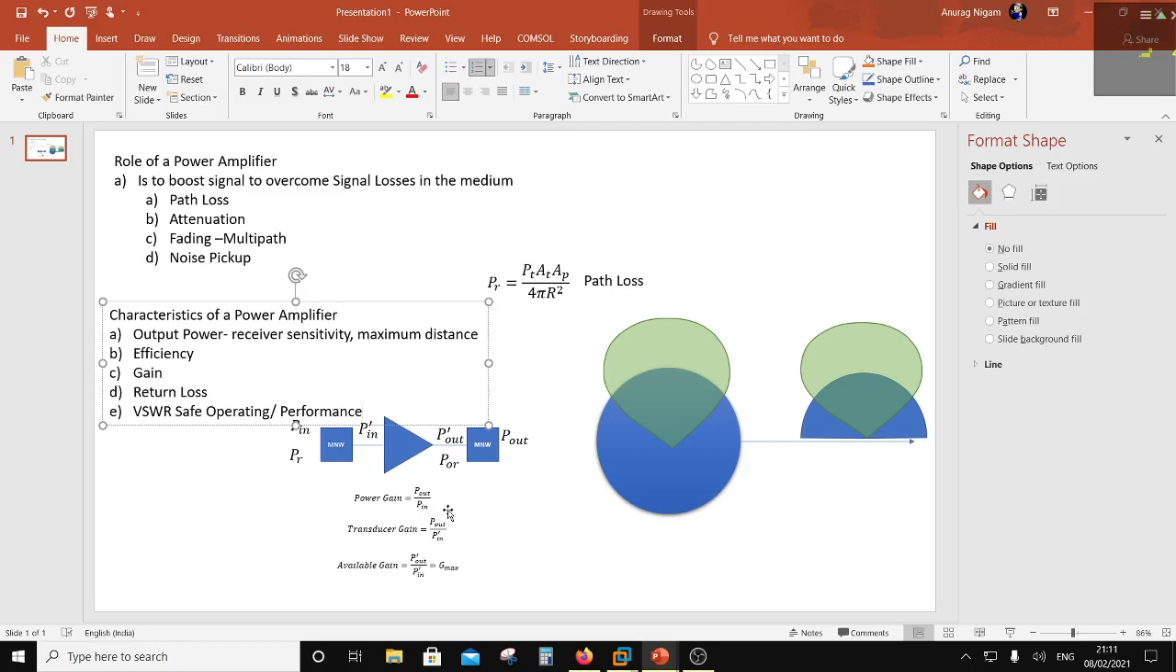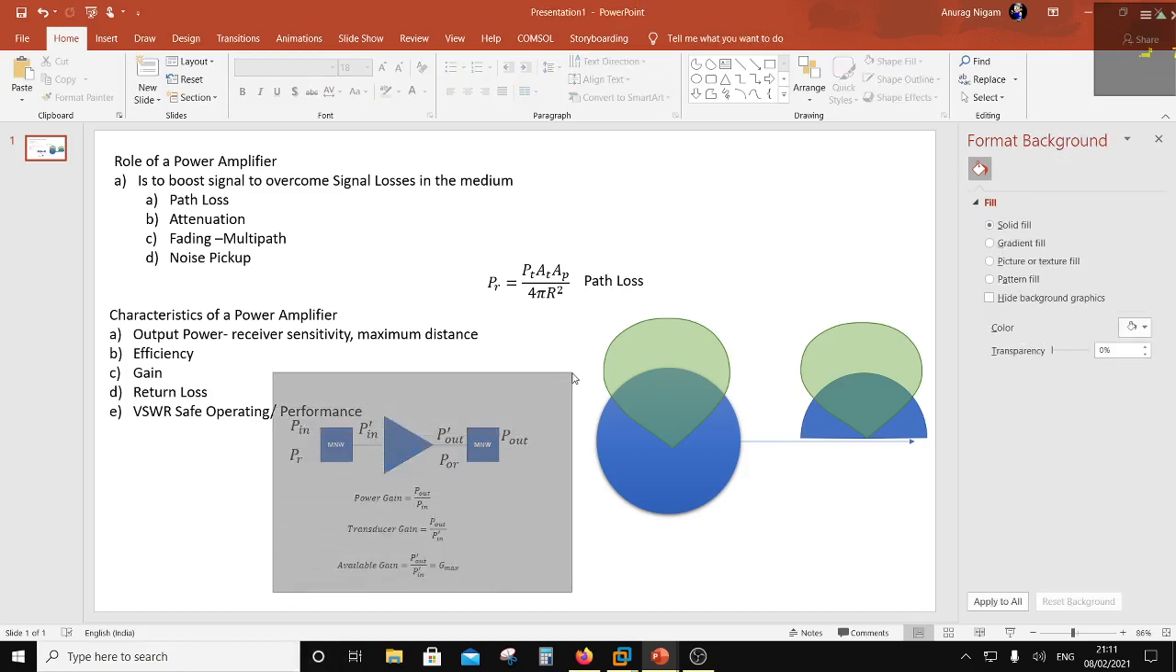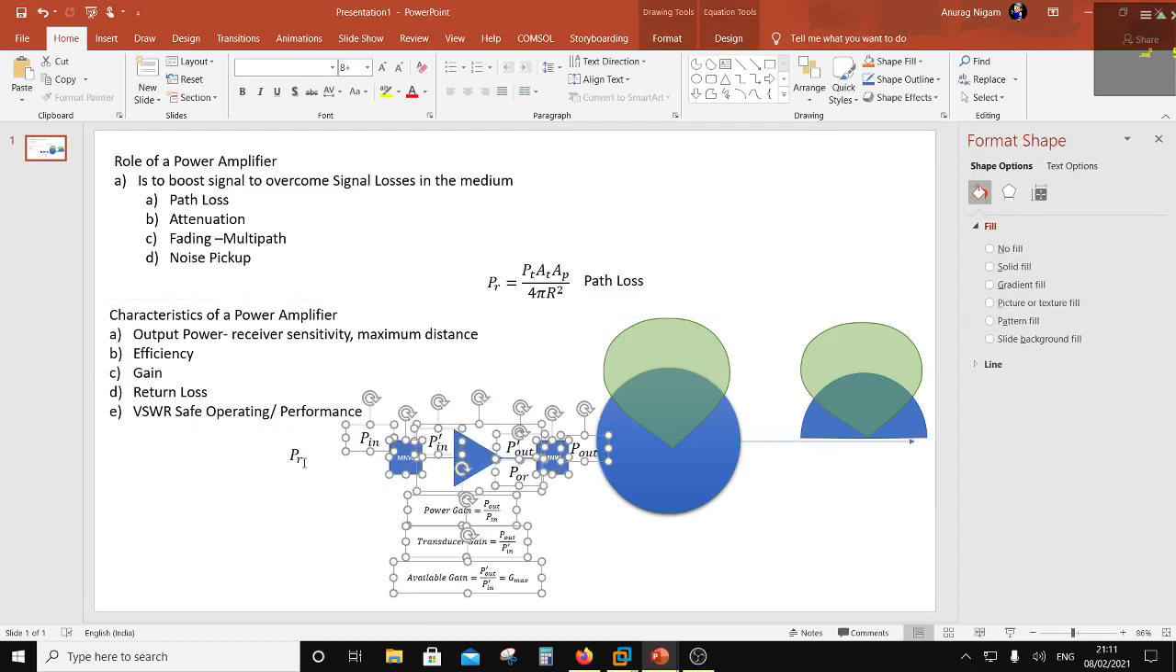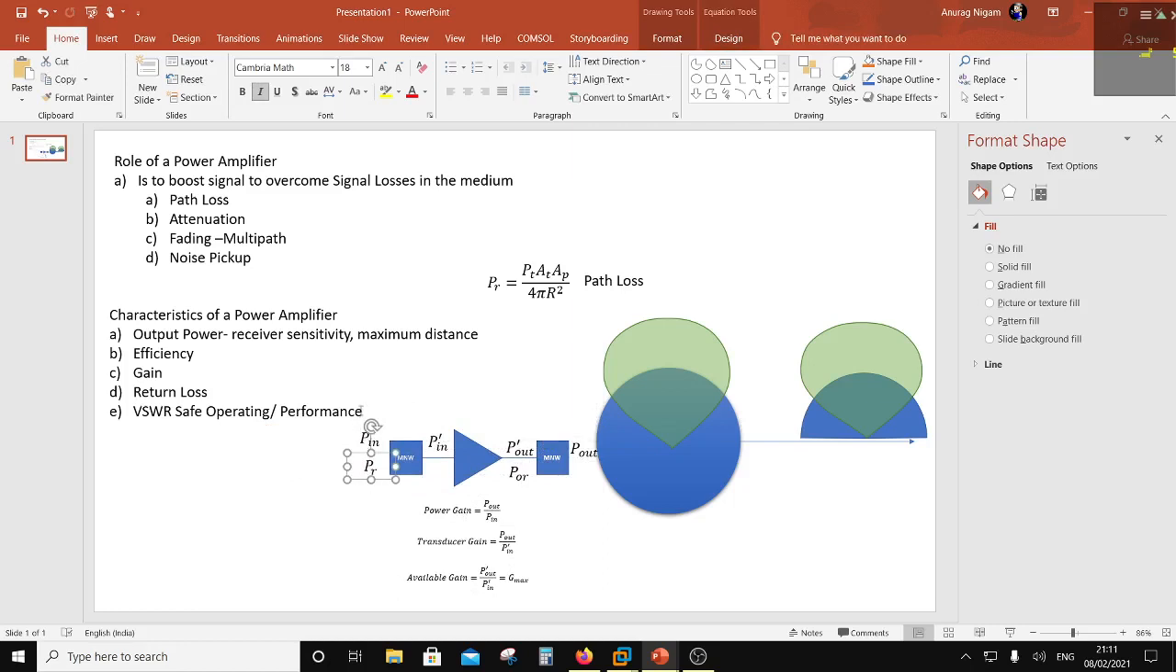Then there is something called safe operating VSWR, in the sense that if I show a mismatch to the output of a PA, then POR is going to be reflecting back into the PA, and this may basically blow up the PA. If I show it a 10:1 or a 20:1 mismatch or VSWR, is the PA going to survive? This is another very important parameter. This is also referred to as ruggedness of the PA.